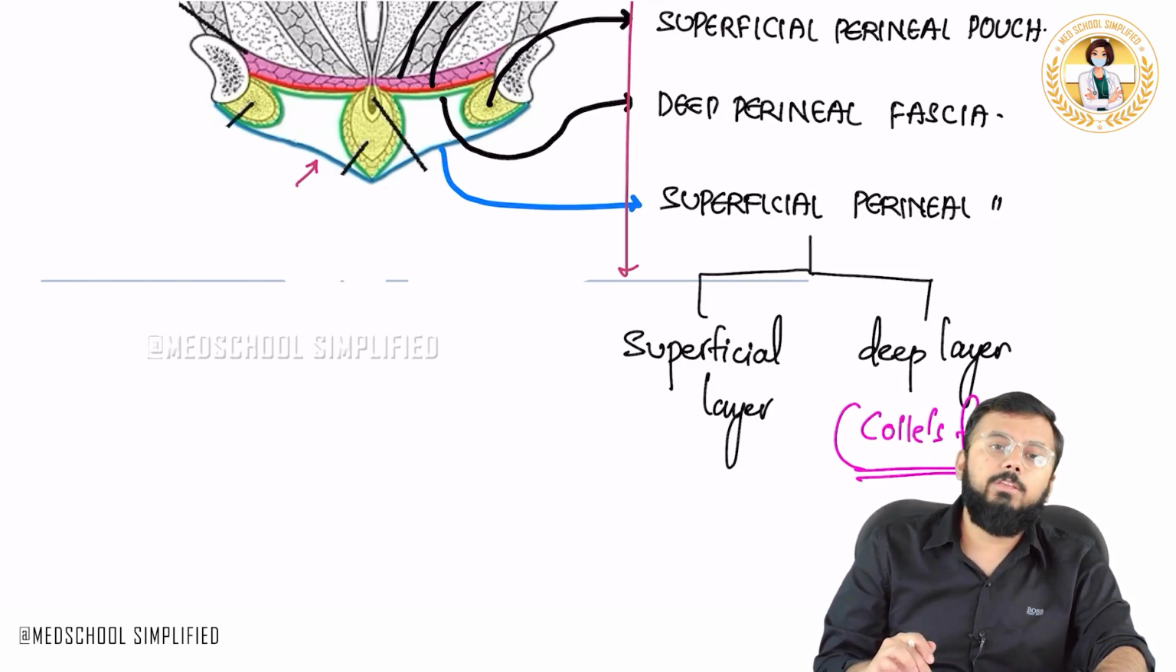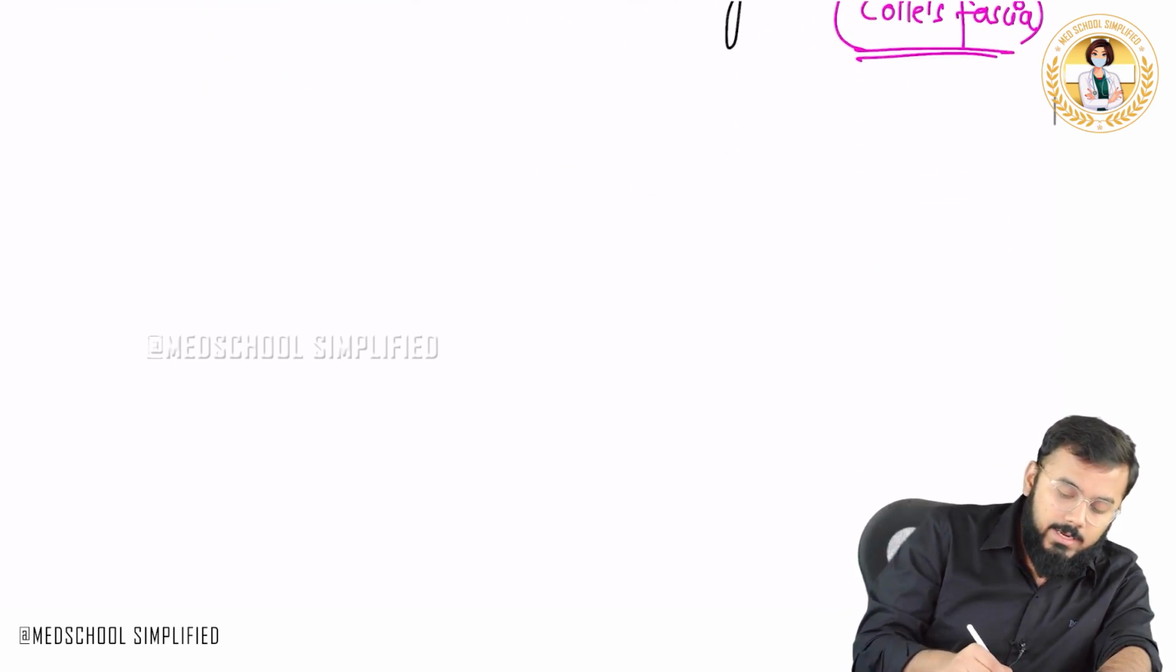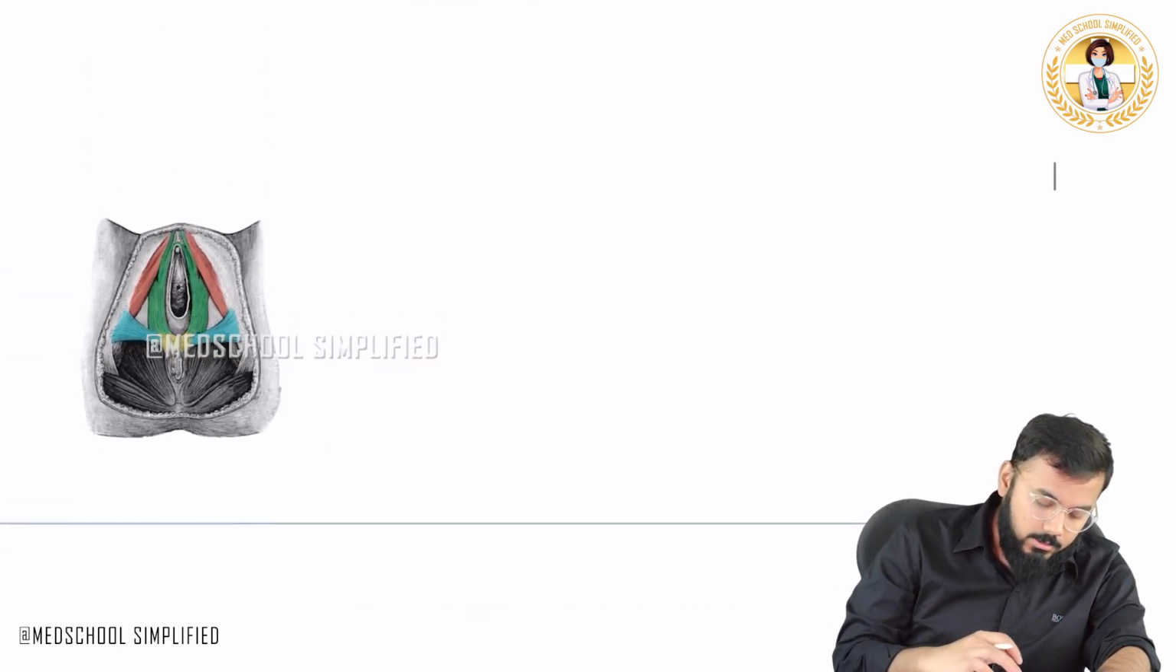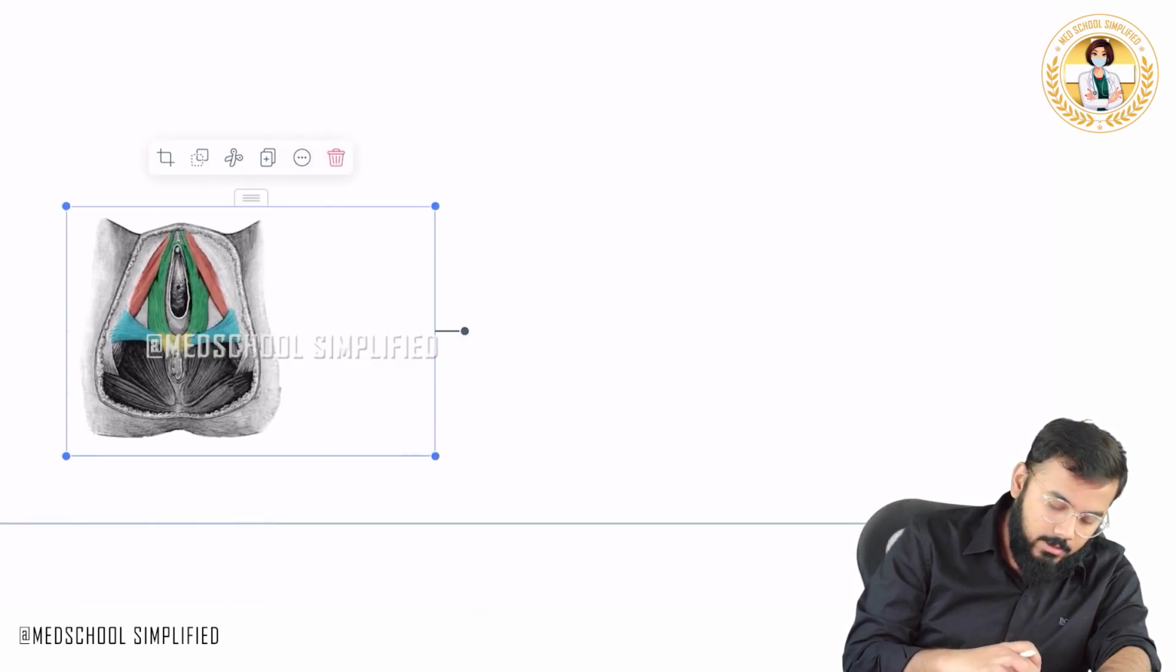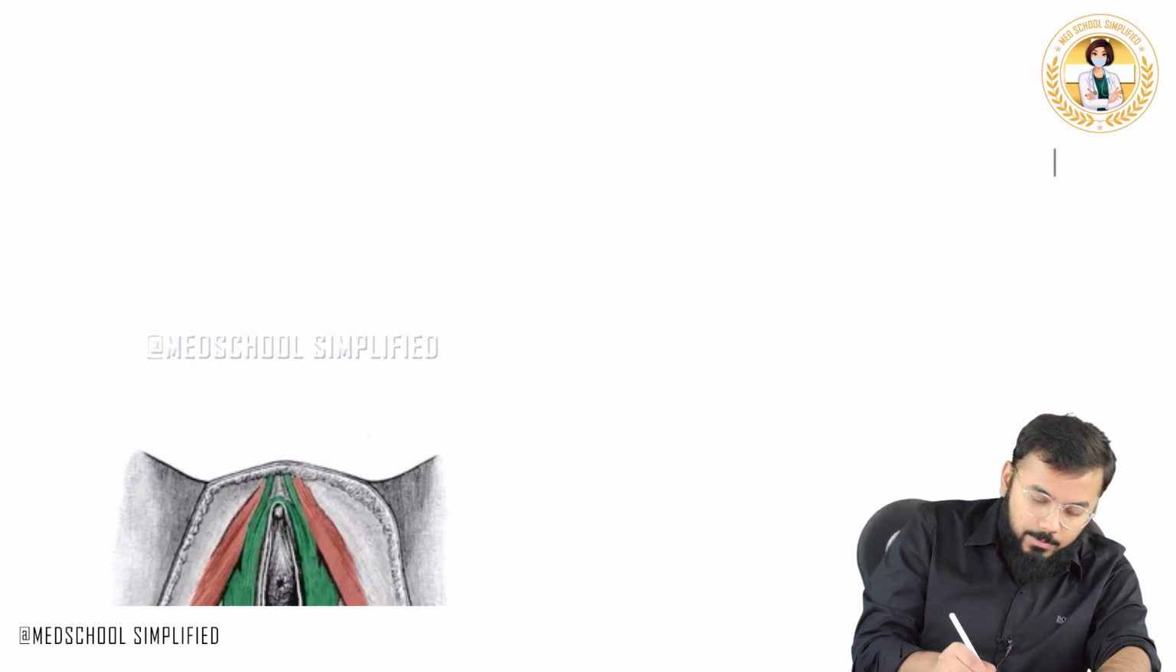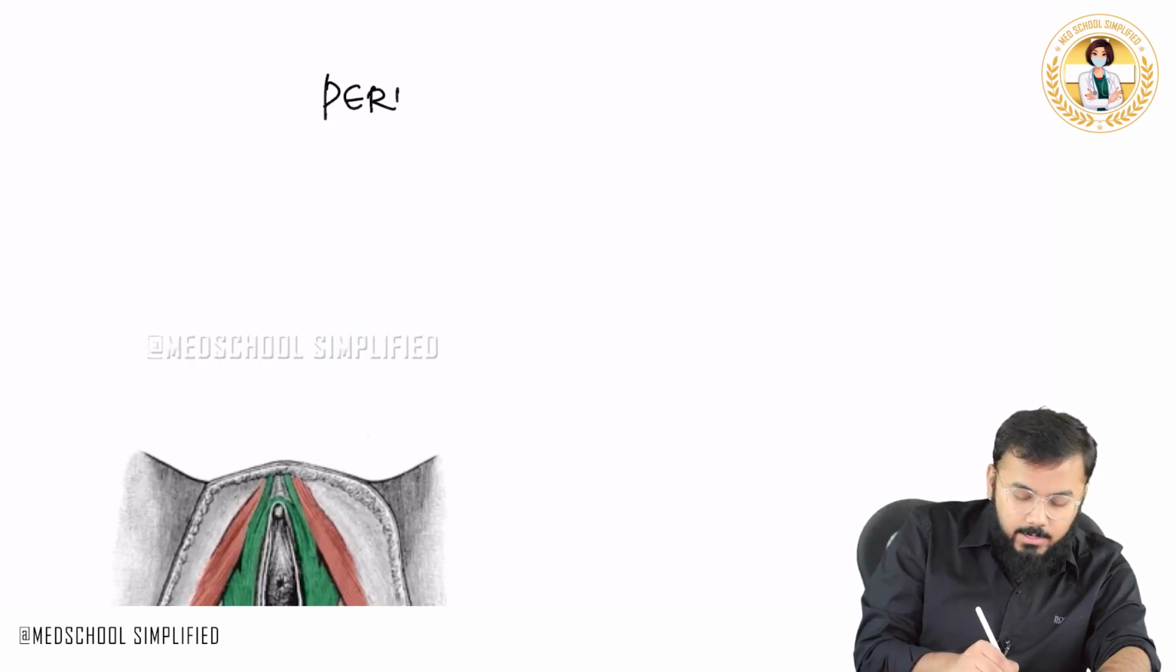Right. The next important thing which you need to know is the perineal body. So what is the perineal body over here? Just look at the picture. Let me show you where this particular perineal body is. So the topic which we shall be discussing is the perineal body.